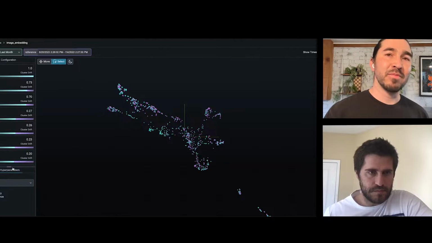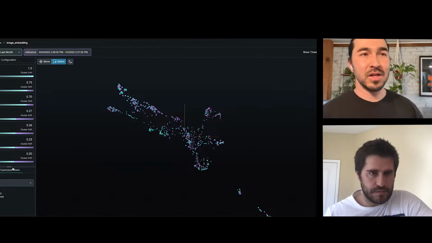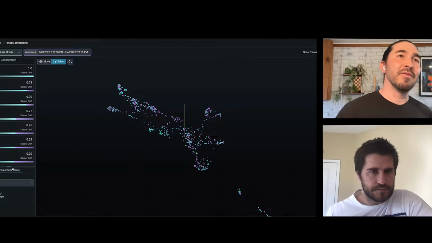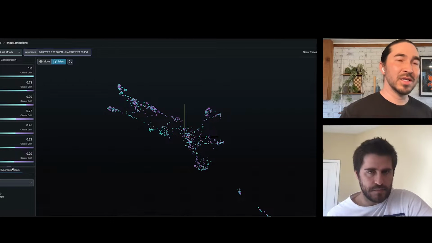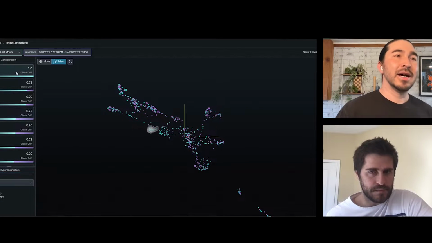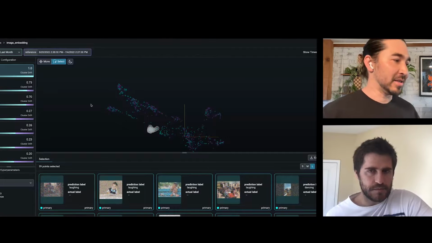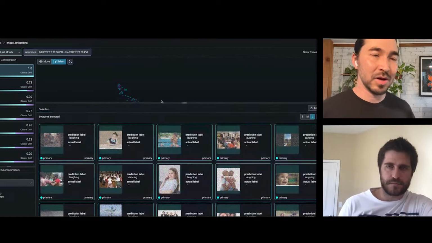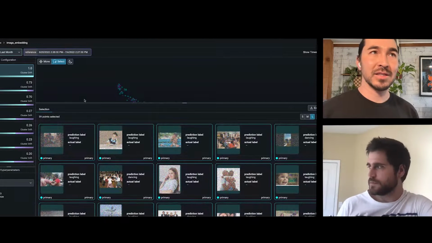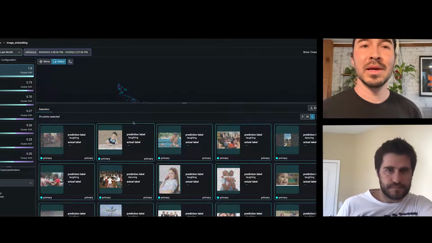So as we mentioned, we've broken apart this space into clusters, areas of high density, and we sorted them by drift. So which ones have more production data than training, specifically areas that are undersampled that you might want to put back into your model for retraining. So let's click on the first one.